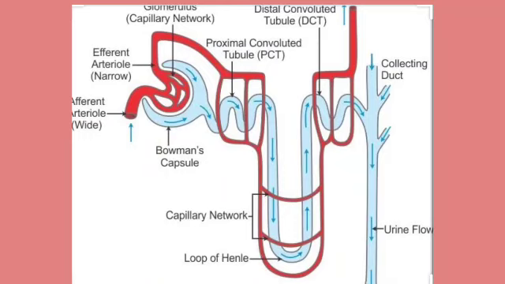Now from the Bowman's capsule, the next one it moves to is the proximal convoluted tubule, which is called PCT. Here the absorption of chlorine ion, sodium, bicarbonate, and amino acid took place. After PCT, it moves to the loop of Henle. Here in the loop of Henle, the water which is useful to the body is reabsorbed into the capillaries, and then it will move next to the distal convoluted tubule.